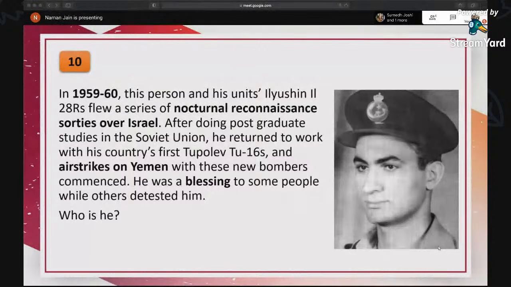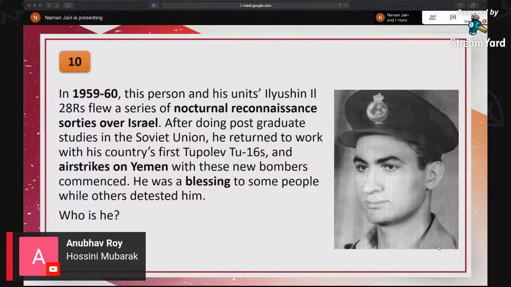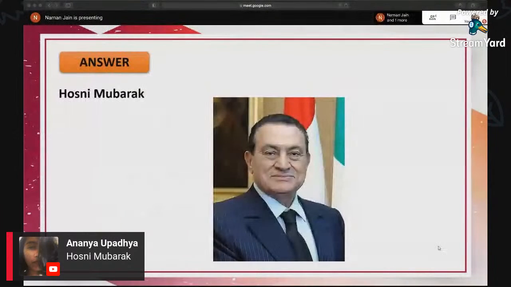Anubhav Roy says Hosni Mubarak. Arun TP says Qasim Suleimani. Ananya says Hosni Mubarak. Yeah, Mubarak is the correct answer. Mubarak means blessing, and Hosni Mubarak will fetch you points. He died at the start of this year. So, not Chuck Yeager. It's Hosni Mubarak who was first a pilot, and he did his PG from Soviet Union, learned a lot about the Tupolevs, and then was a fearsome pilot before becoming what we know him as.